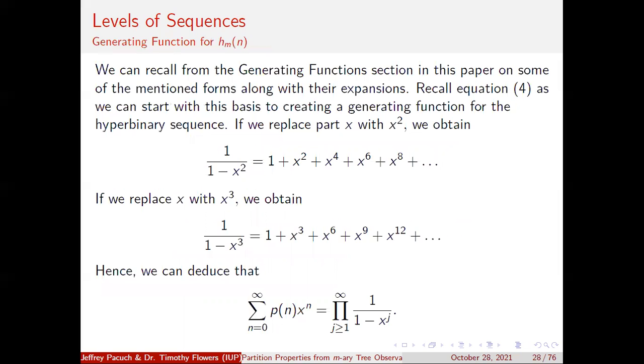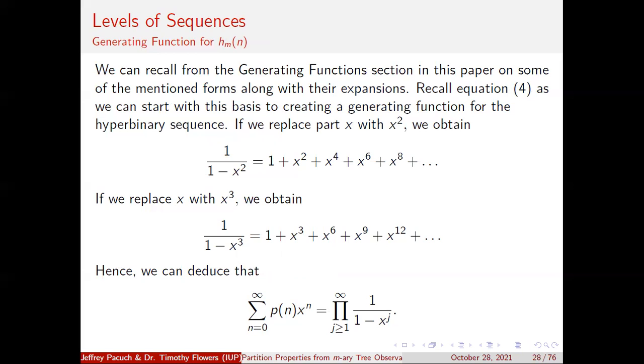Okay. So one more thing that I want to talk about in these sequences is to define a generating function for the hyper binary sequence. Recall when I mentioned equation 4 before. If you don't remember equation 4, that's okay. It was just the generating function of 1 over 1 minus x. If I take that generating function and replace x with x squared, then I get the parts of 2 like I mentioned before. So I get 1 plus x squared plus x to the 4th, etc. If I replace it with x to the 3rd, it'll give me the parts of 3.